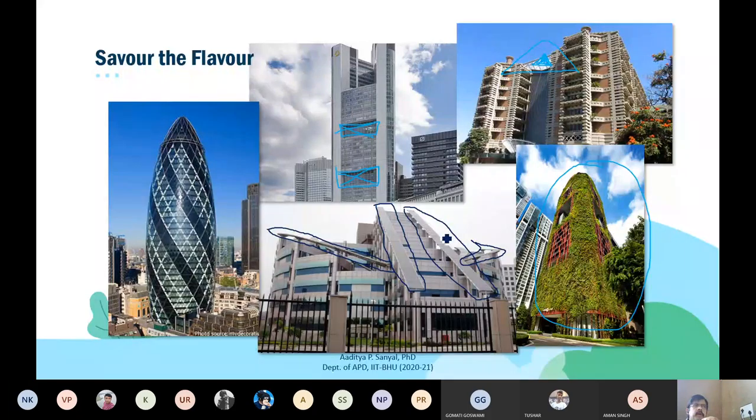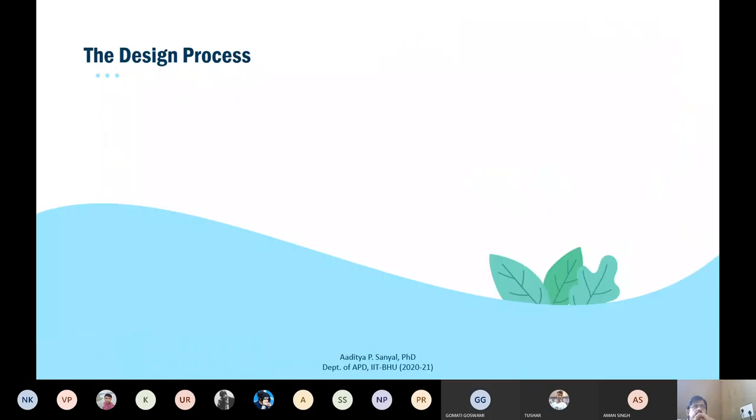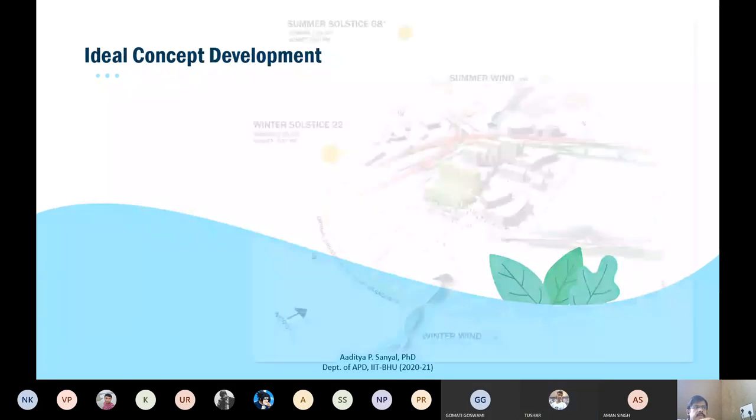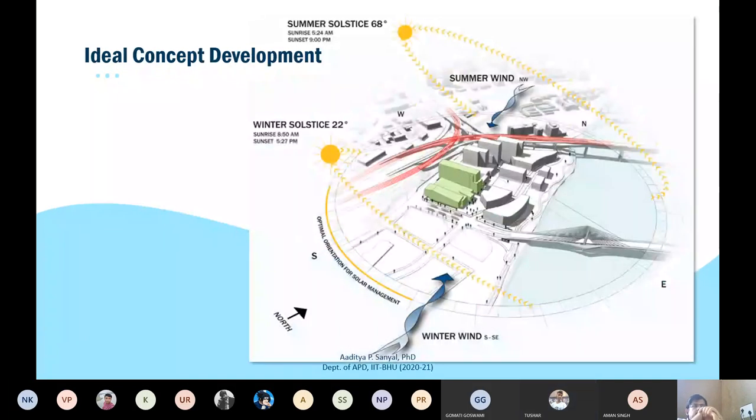In fact, I am a big fan of this Commerzbank Tower. I really have loved this building since I saw it. But then, is it always necessary to give huge amount of glazing everywhere? These are some questions which I am putting up to you. Answer all of them. Can you tell me what does this diagram represent?